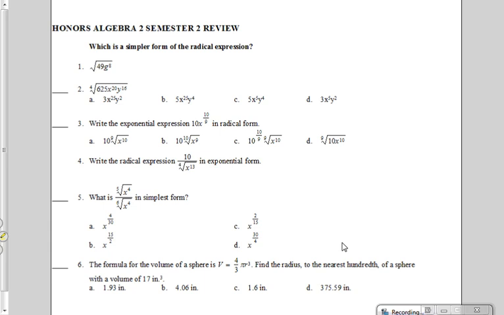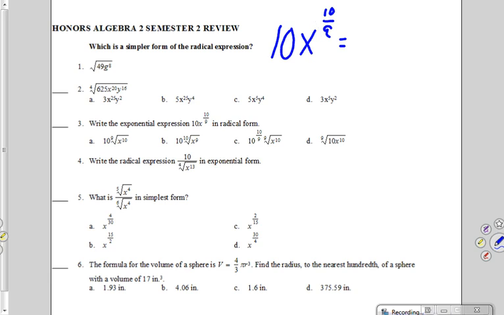First we have number 3. Write the exponential expression 10x to the 10/9 in radical form. For this one, you have to understand that we do not have parentheses here. If we did, would the 10 get the 10/9 exponent? If we had parentheses here, yes, the 10/9 would go to both.